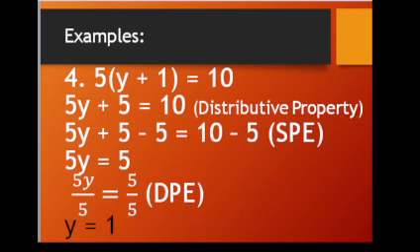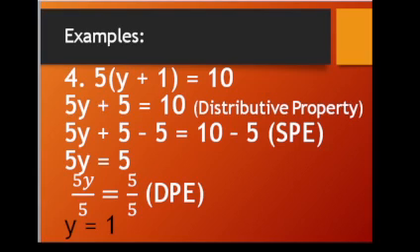The next step is we need to apply the subtraction property of equality, or SPE. We need to subtract 5 from both sides. So we have 5y plus 5 minus 5 equals 10 minus 5. So whatever number you're going to subtract at the left side of the equation is the same number that you're going to subtract at the right side of the equation. That's SPE, or subtraction property of equality. So we have 5y here at the left side of the equation because 5 minus 5 is 0. And at the right side is 5 because 10 minus 5 is 5.